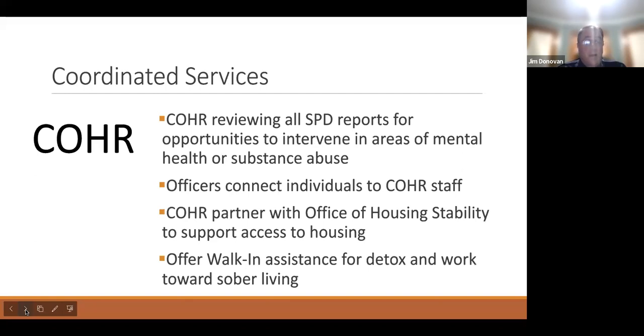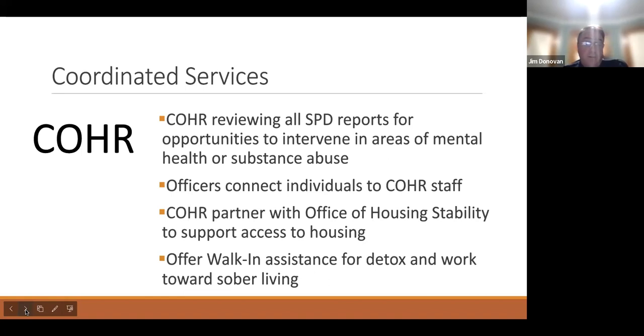What are the services the core provides? Well, the core unit, like I said, reviews all SPD reports for opportunities to intervene in areas of mental health and substance abuse. They not only look at all the reports, but our officers within our reporting system can flag certain calls that they think the core unit could use help with. Officers often connect with these individuals with our core staff. So officers know what core individuals are working. They reach out to the core staff and explain to them the situation that they face that day. And often they can connect the people they deal with on the streets directly with our core staff.